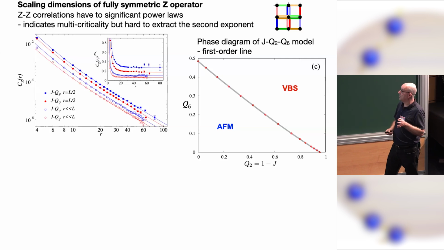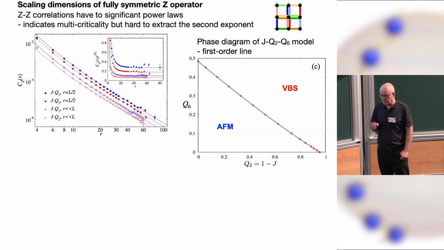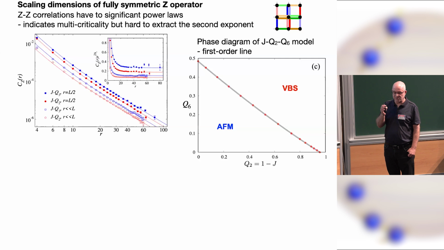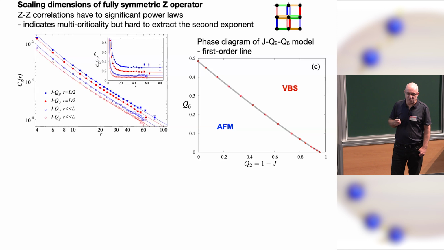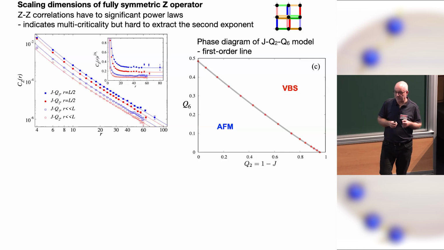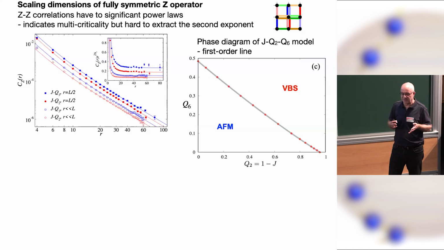But let me show you another way how we can get one of these exponents. Can you explain what is special about the Z operator? Okay, so in principle we could compute the scaling dimension of the Q operator because we just want the scaling dimension of the operator driving the transition, right? But it turns out the Q operator also contains the order parameter. It's actually sensitive to the VBS order parameter. So the Z operator does not have that.